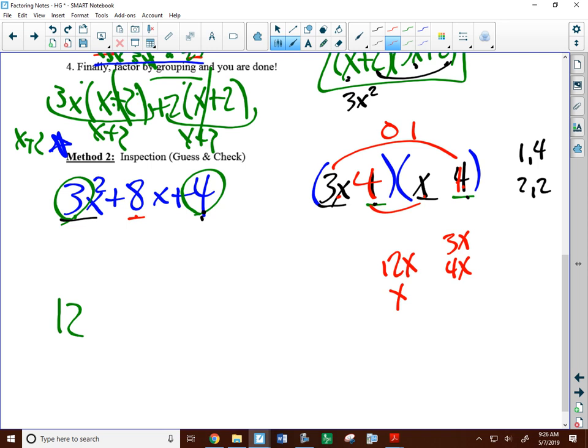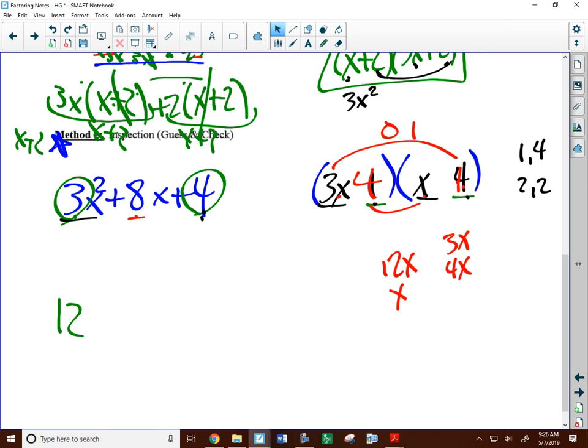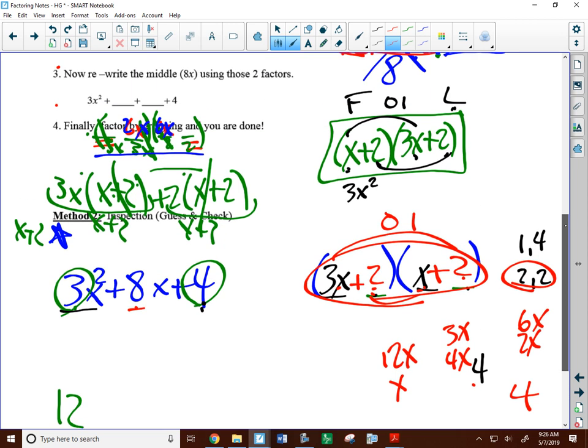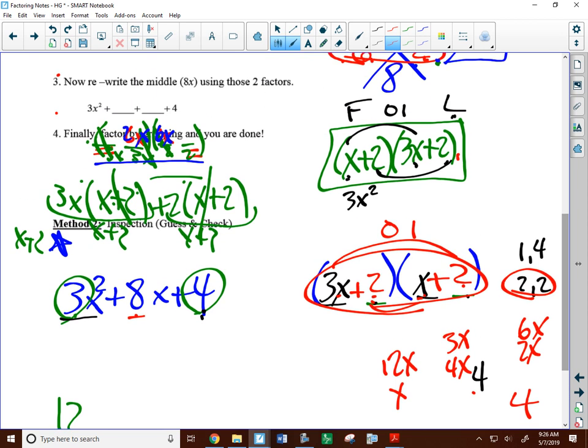Now, none of those worked, the 1 and the 4. So then I tried 2 and 2, which we already know works. 3x times 2 is 6x. 2 times x is 2x. That would be 8x. And I make sure I write positive 2. So you see you get the same thing here. Now, again, if you're a good guesser and you get this, it's going to be a lot faster. If you're not, then it might take a little bit longer. Split the middle or other methods are fine or even better.